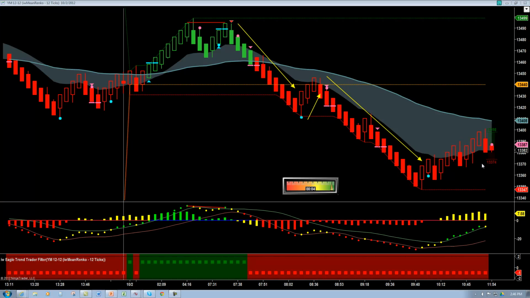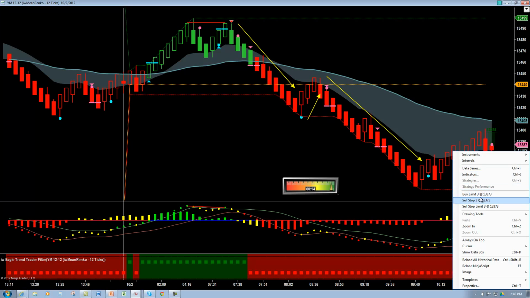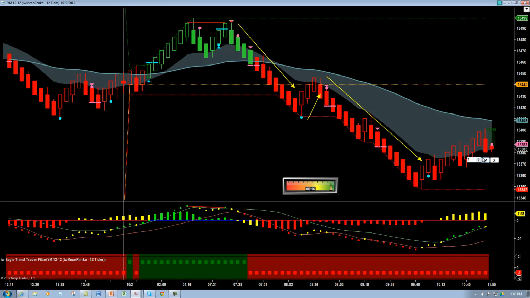But let's do a quick demo on what averaging in is and how it can hurt your account. As you can see here, we have a signal to the downside forming. Now, according to my rules for the Eagle Trend Trader, I don't like to take trades when price has been up in the band. But for this demonstration, I'm going to place a sell stop limit here for 3 contracts right at 373 on the YM. And let's see what happens here.